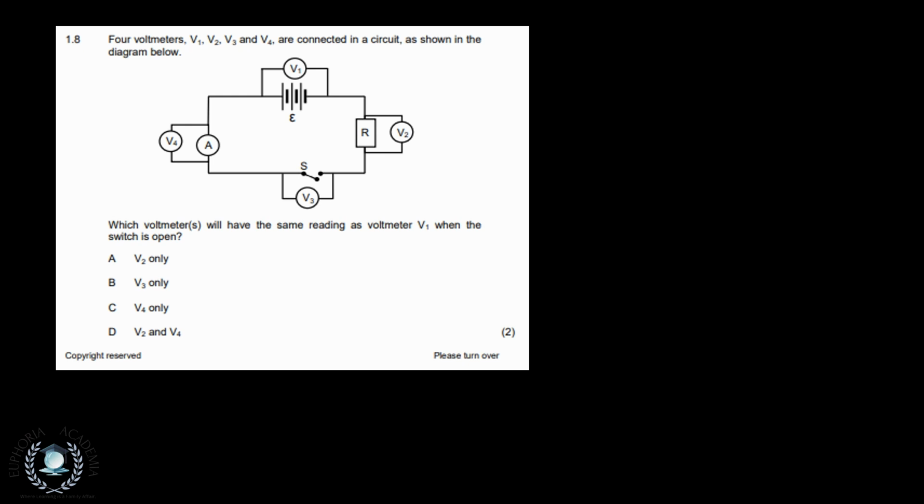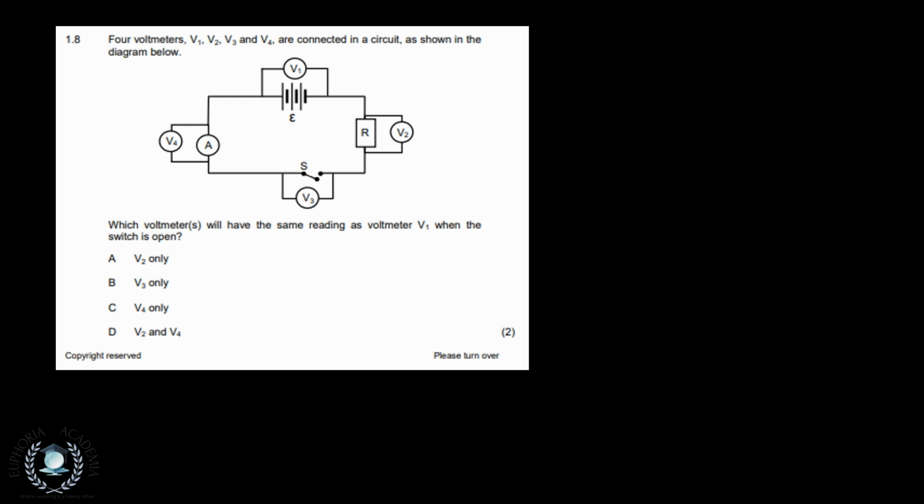Alright, starting off with what we see in multiple choice, question 1.8, we have 4 voltmeters, V1, V2, V3, and V4, and they are connected in the circuit as shown below in the diagram. So the question asks which voltmeter will have the same reading as voltmeter V1 when the switch is open. So here, voltmeter V1 is essentially measuring the voltage across the whole circuit.